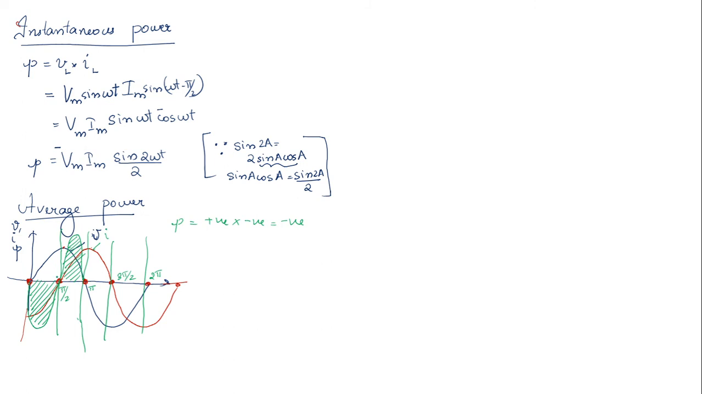You can see here the area under this curve and this curve will be same. Now again if you are analyzing like this, you will get a curve like this. Positive values into negative values gives a negative power. Okay. And going on like this, you will get a curve like this. Okay. So next we are going to find what is the average power using this concept.